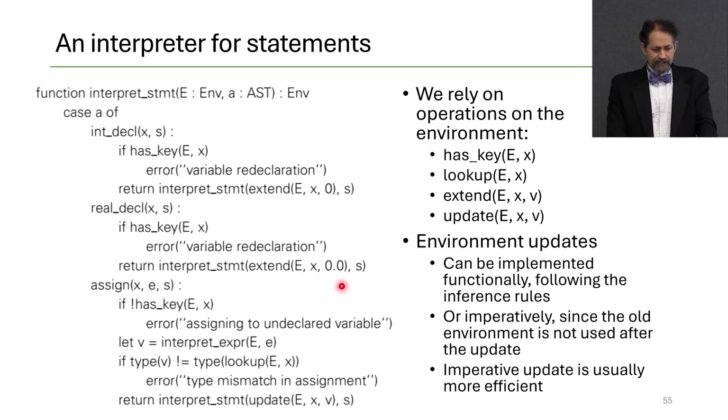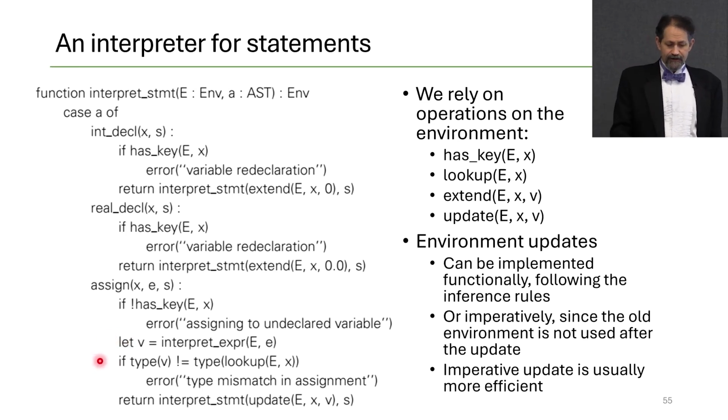The floating point equivalent. And then our assignment semantics will first of all make sure that E has the right key, otherwise there's an error. Then it will interpret the expression to get some value v. It'll check that that value has the right type. If not, there'll be another error. And then we'll interpret the rest of the statements, but we'll update the environment E so that x maps to v.